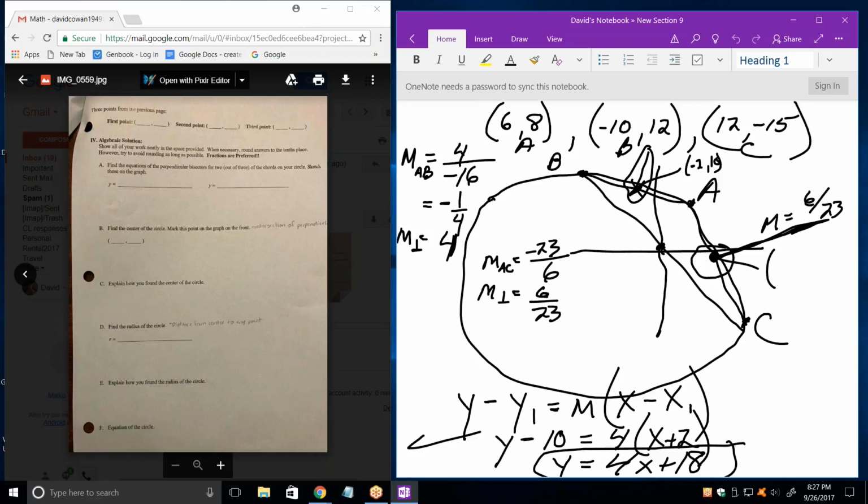What's the x coordinate of that point? For the x coordinate, it would be 9. And then what is the y coordinate?